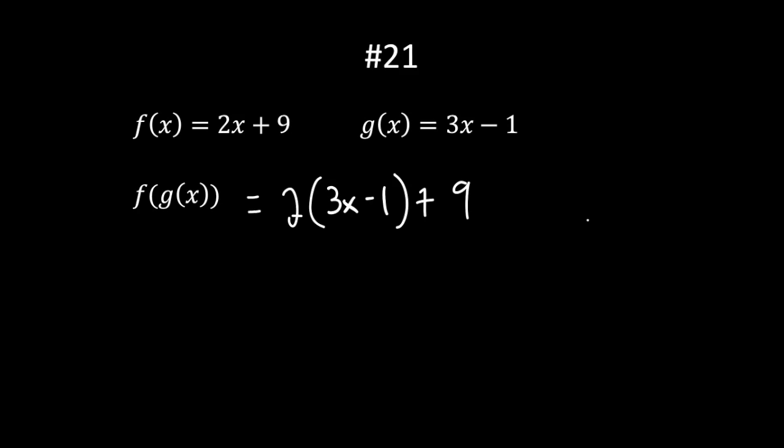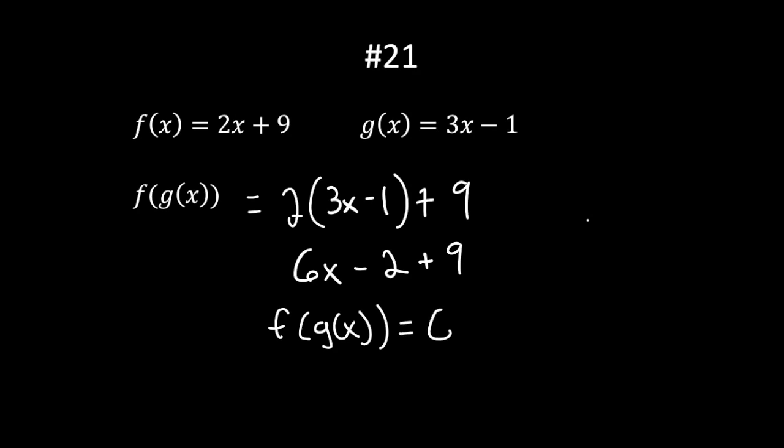Now, it's not fully simplified. We can go through and simplify this all the way. Multiply the 2 times 3x minus 1. So that would be 6x minus 2 plus 9. And we can combine like terms here. We have a minus 2 and a plus 9. So that would be plus 7. So f of g of x equals 6x plus 7.